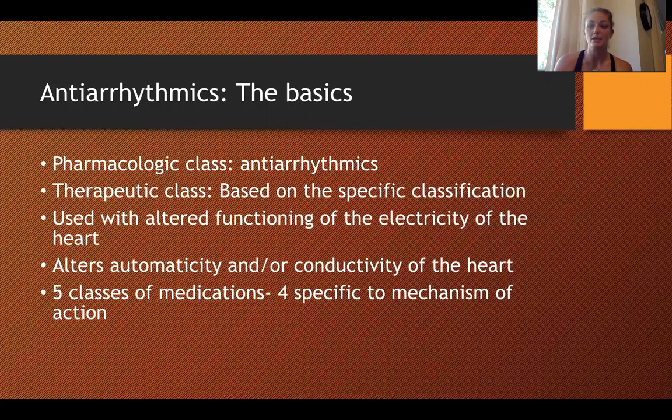Antiarrhythmic agents may be used when there's altered functioning of the electricity of the heart causing arrhythmias. These medications work through altering the automaticity and/or the conductivity of the heart. The pharmacologic class for these medications is known as antiarrhythmics. The therapeutic class of this drug is dependent upon the specific classification of that antiarrhythmic.